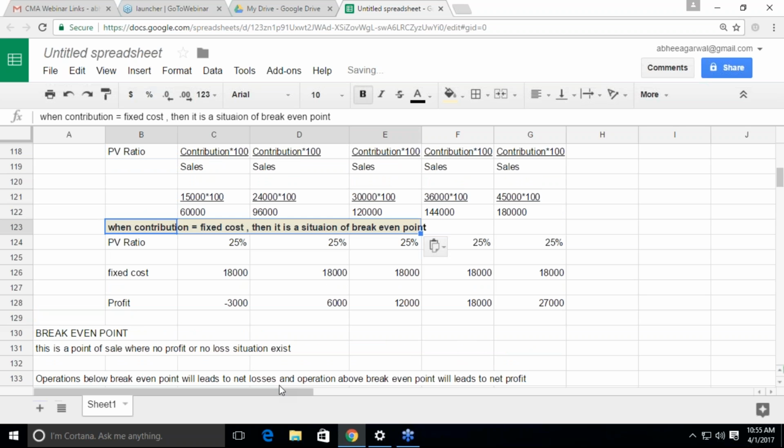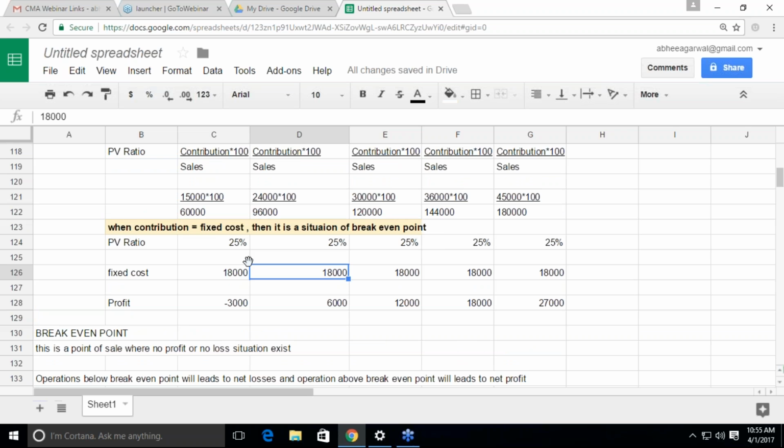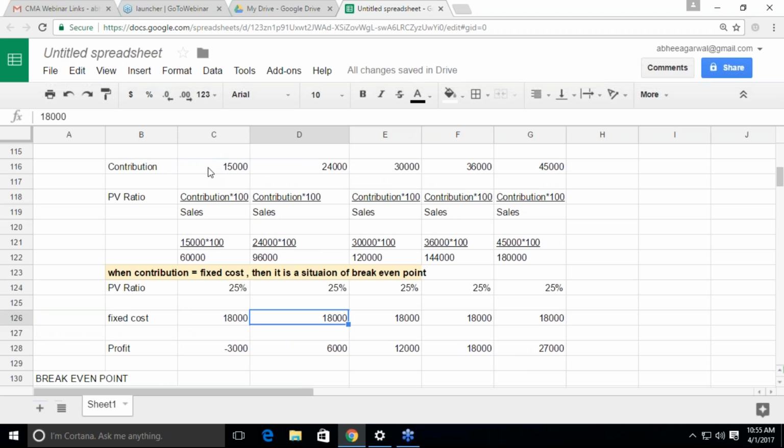I'll just paste this line here so that I can read this again and again. When contribution is equal to fixed cost, then it is a situation of break-even point. In the first case, my contribution is 15,000, fixed cost is 18,000, so my contribution was less than fixed cost. That's why I incurred the loss. Profit negative means loss.